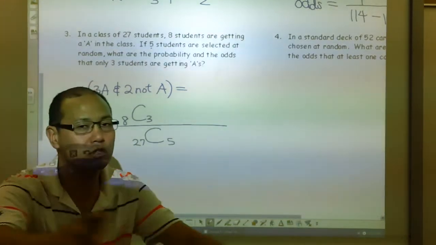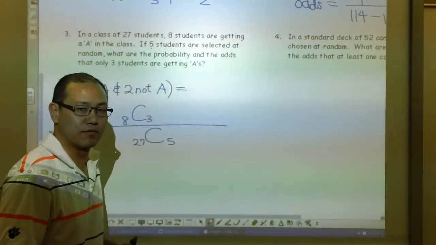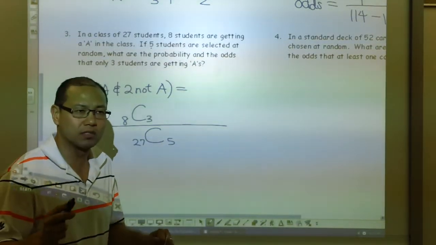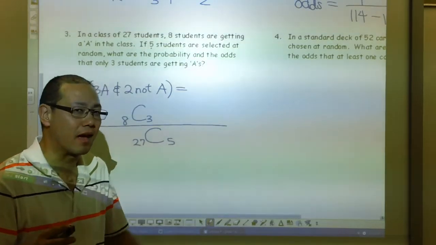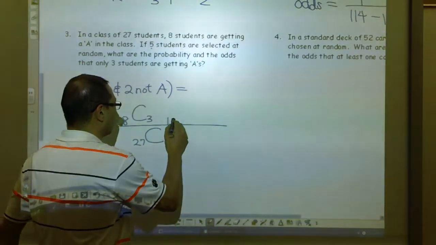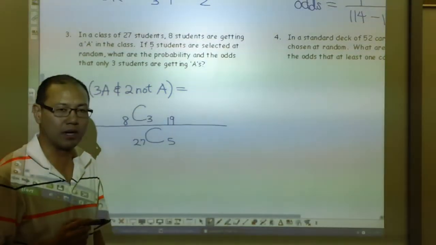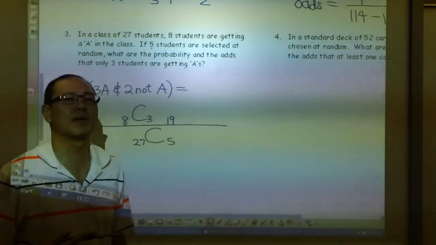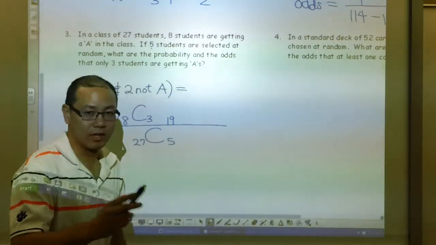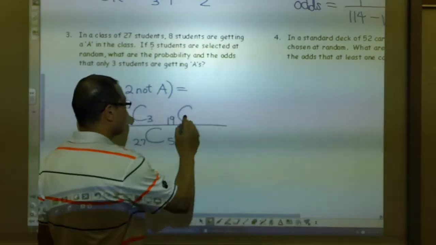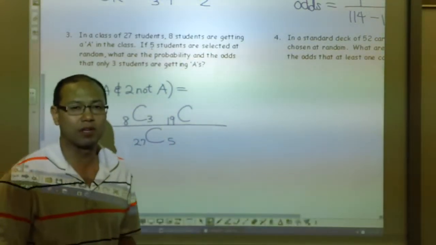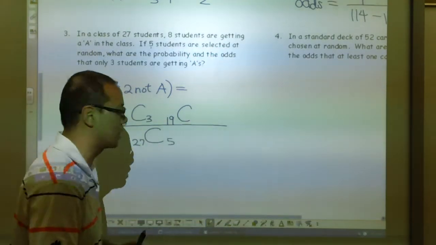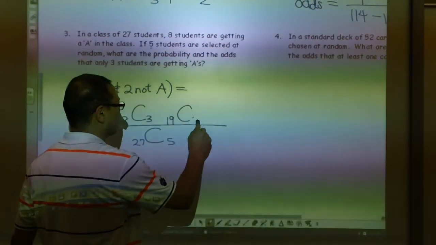Now you have to go to all the students that are not getting the A's. If there are 27 students, 8 getting A's, then how many would not be? The rest of the 19 students, 27 minus 8. Oh, shoot. Anyways, the rest of the 19 students would not be getting A's, and now you have to ask, what are all the different ways I could combine 2 of those 19 students at a time? That's combination of 19 students taken 2 at a time.